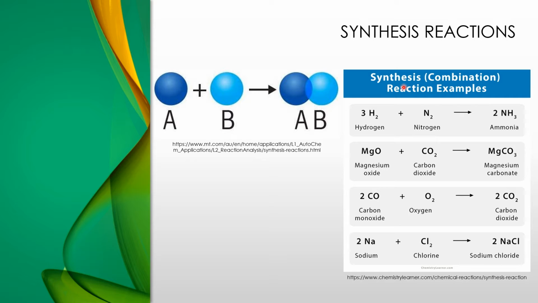So for example, hydrogen and nitrogen can come together to form ammonia, noting that ammonia is made of only nitrogen and hydrogen itself. Magnesium oxide and carbon dioxide can come together to form magnesium carbonate. Carbon monoxide and oxygen can come together to form carbon dioxide. Sodium and chlorine can form sodium chloride.